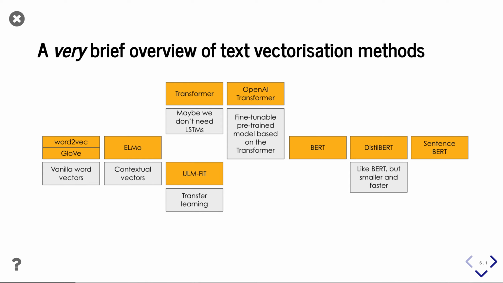BERT finds the vector representation of subwords, and there are quite a few versions of it. One that's relevant to this tutorial is DistilBERT, which is a much smaller and faster model. And another one that's relevant as well, but uses sentence-level embeddings.